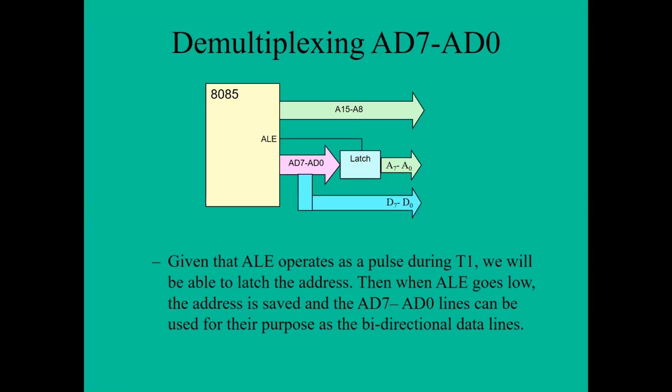Okay, so demultiplexing of address and data bus. How can you demultiplex the address and data bus using this? This diagram helps you to understand this. We know that we have 16 address lines, from A0 to A15, but among these 16 address lines, only 8 address lines are multiplexed.